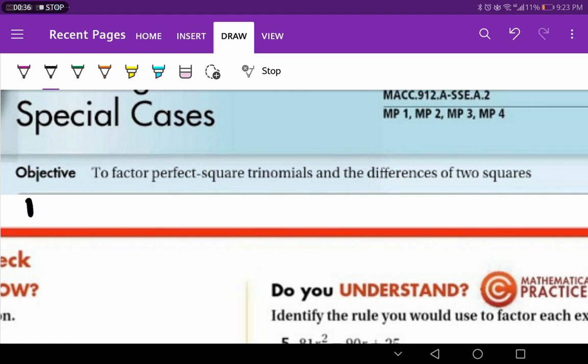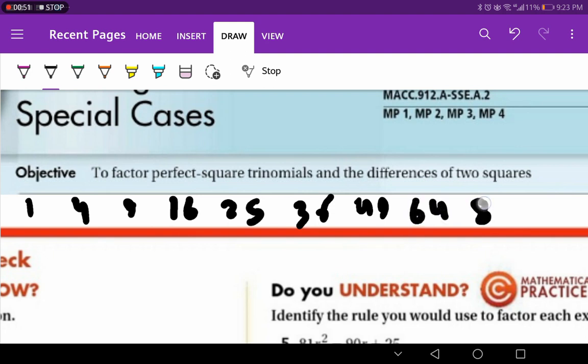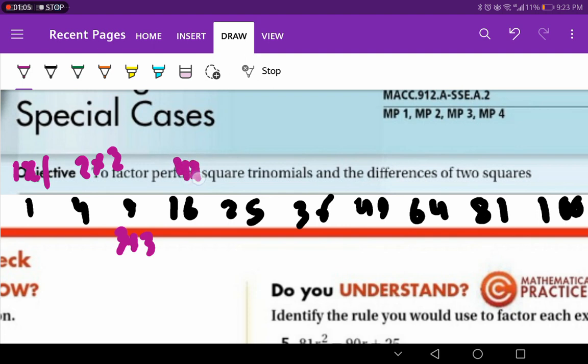Yes, 1, 4, 9, 16, 25, 36, 49, 64, 81, and 100, and so on. All of these numbers are perfect squares because each of them comes from multiplying a number by itself: this comes from 1 multiply 1, this from 2 multiply 2, this from 3 multiply 3, this from 4 multiply 4, and this from 5 multiply 5, and so on.